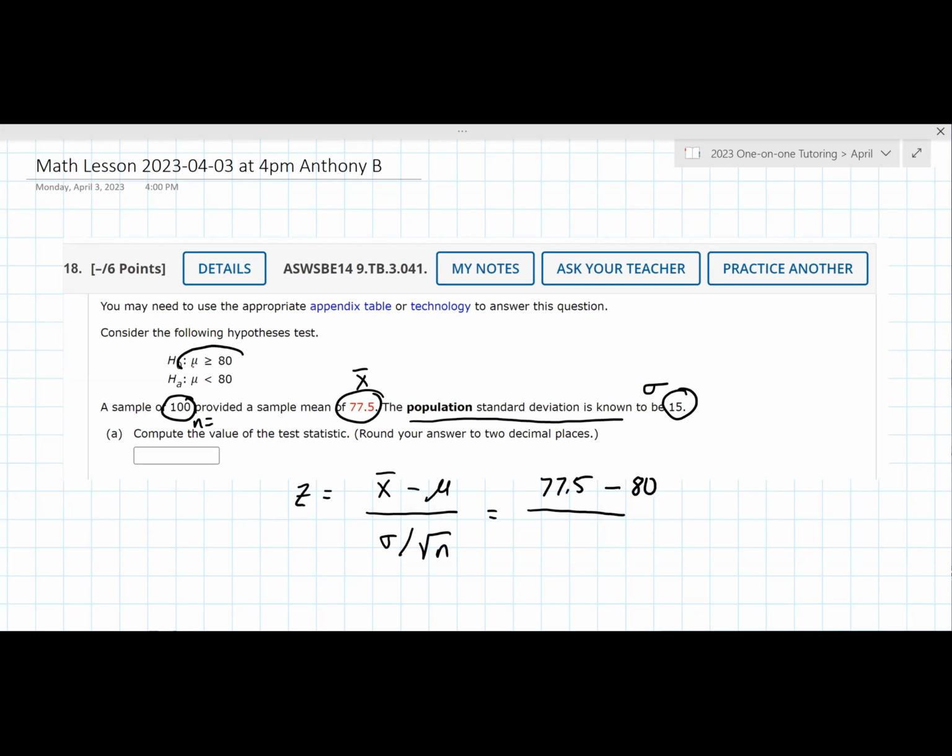So the mu is always, these are your mu values. Whatever's up here is your mu in the null and alternative hypothesis. Notice it's the same value each time. Sigma is 15 divided by the square root of 100.